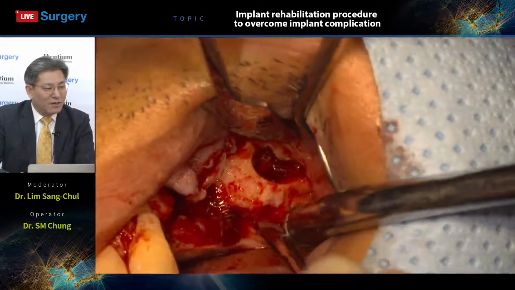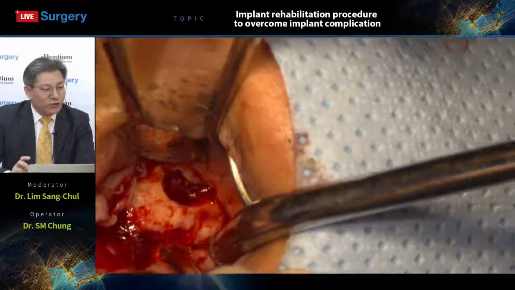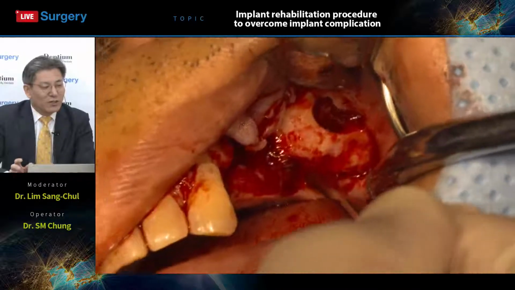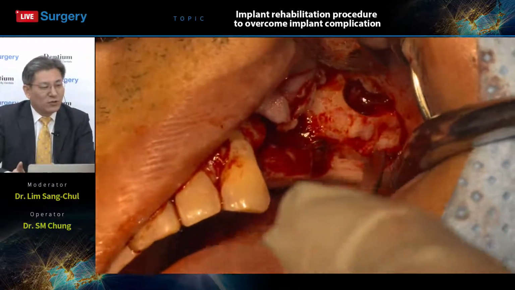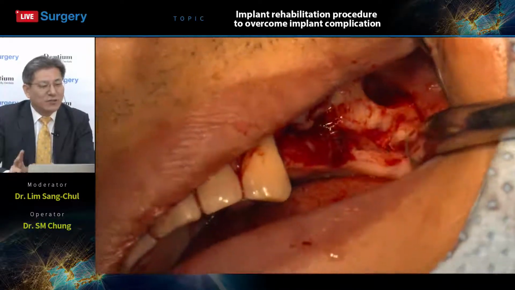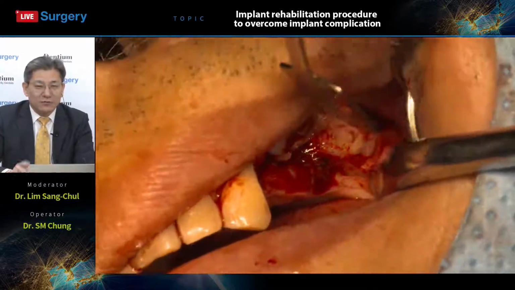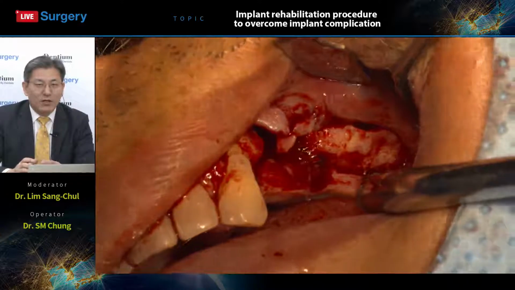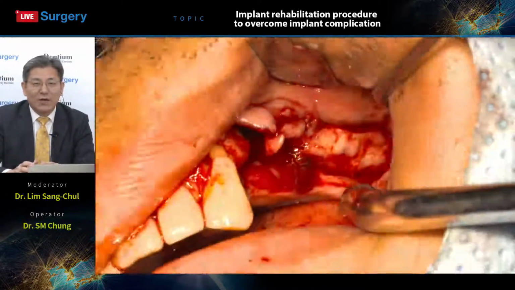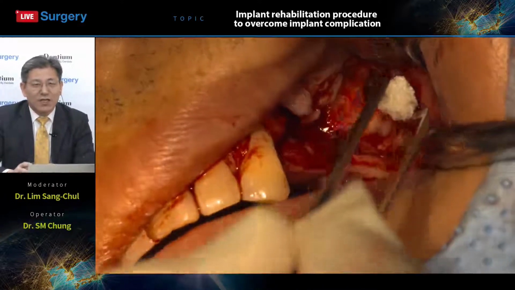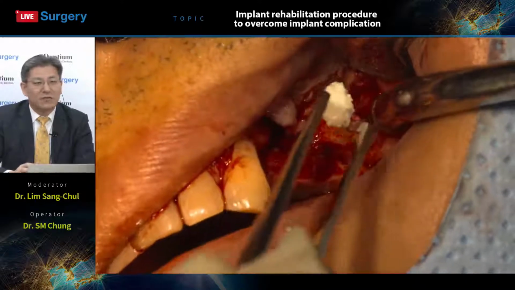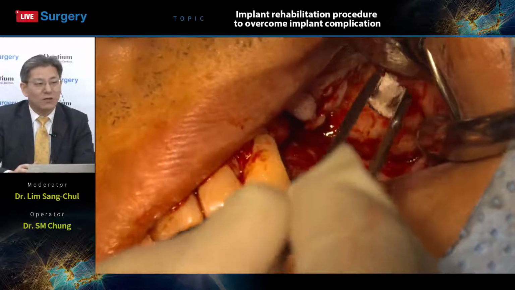When you have a lateral approach, you should choose two essential instruments. First one is the elephant foot. Another one is the long bow. With the elephant foot, when you make a lateral window, you can use it for detachment of the sinus membrane from the lateral wall.